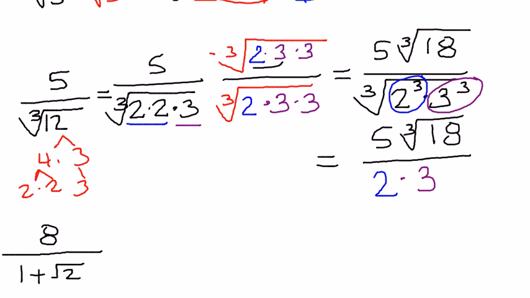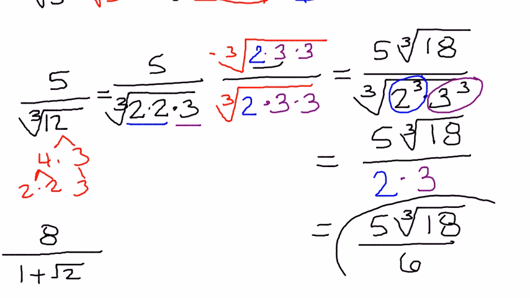Okay, and my final answer now, I'm going to have the denominator simply be written as a 6. So 5 times the cube root of 18 divided by 6, and there is your final answer. So that's an example of doing a cube root. You would do the same thing if you had a higher root, a fourth root, fifth root, something in the denominator. Make sure you have the appropriate number of common factors to make the right perfect power.